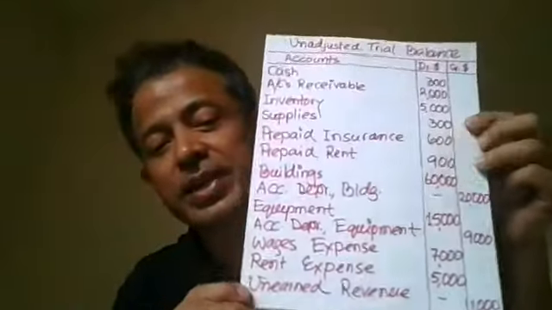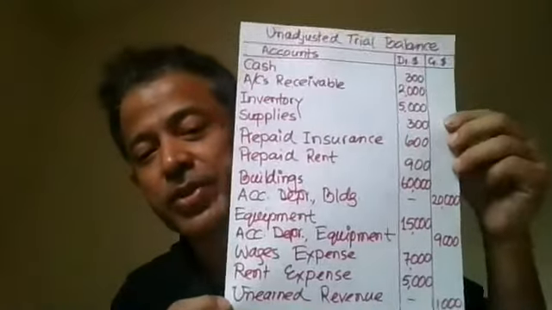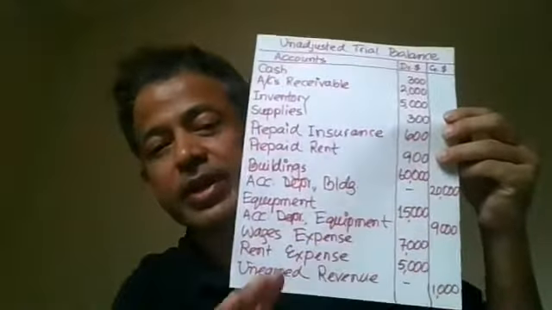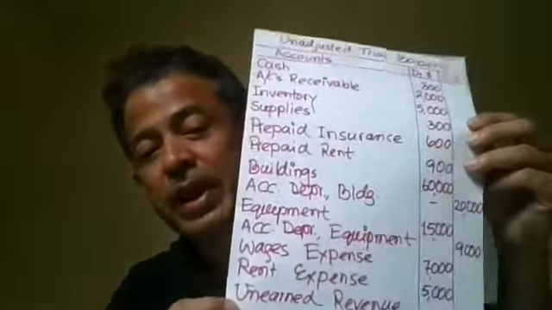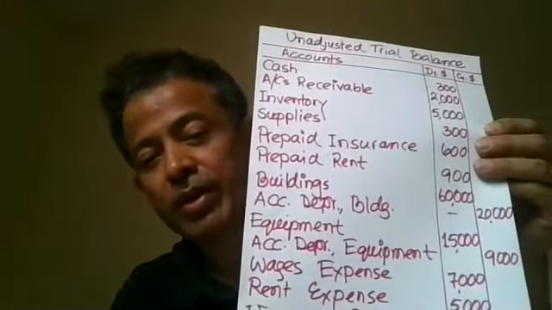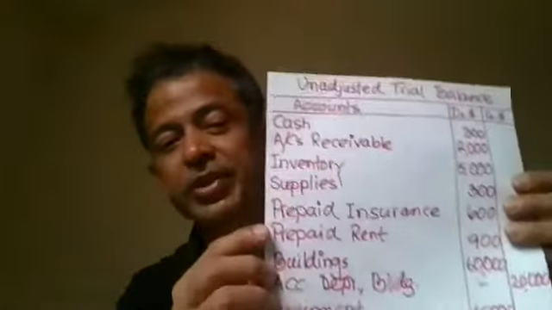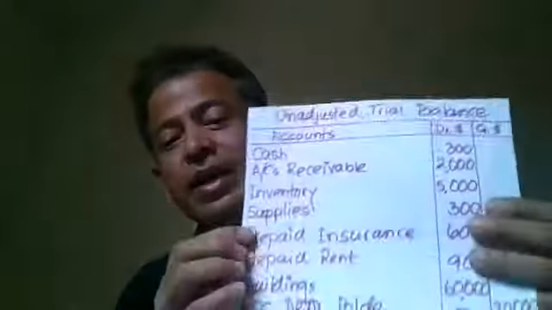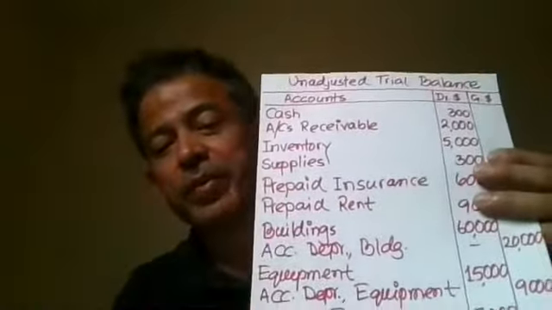All right, so here I have an unadjusted trial balance. It's an incomplete trial balance. The total of the debits and credits are not going to be the same, but it has some items that need adjustment. The first 3 do not need any adjustment: cash, accounts receivable, and inventory. They're all good, but from supplies down, many of them need adjustments.